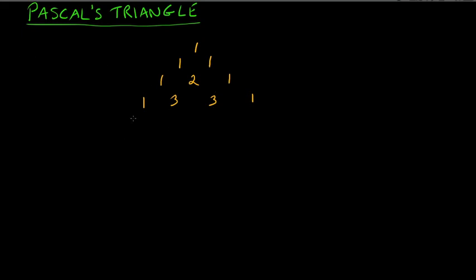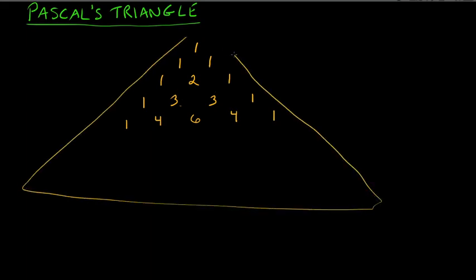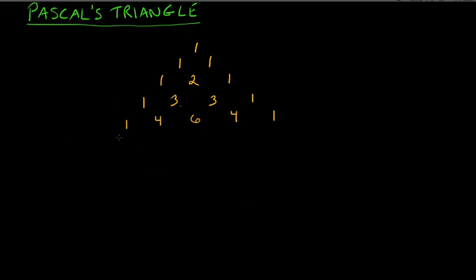Right. So what's the next row? You still start with a 1. 1 plus 3 is now 4. 3 plus 3 is now 6. And 3 plus 1 is again 4. And then finally we end with a 1. So now you can see the triangle forming here, right? Okay, so let's go on to the next row.